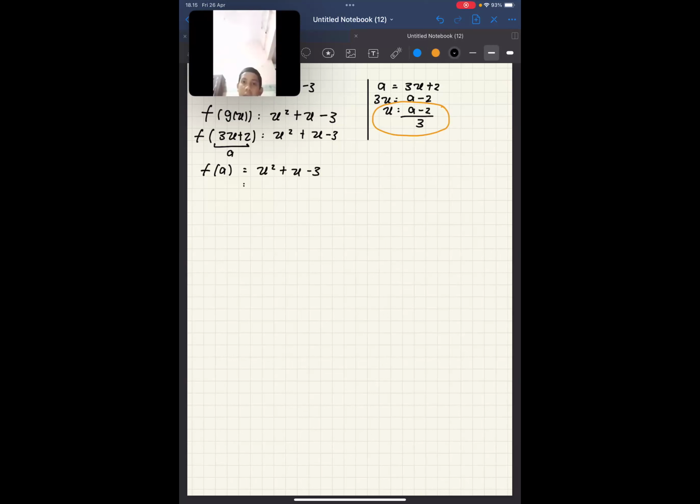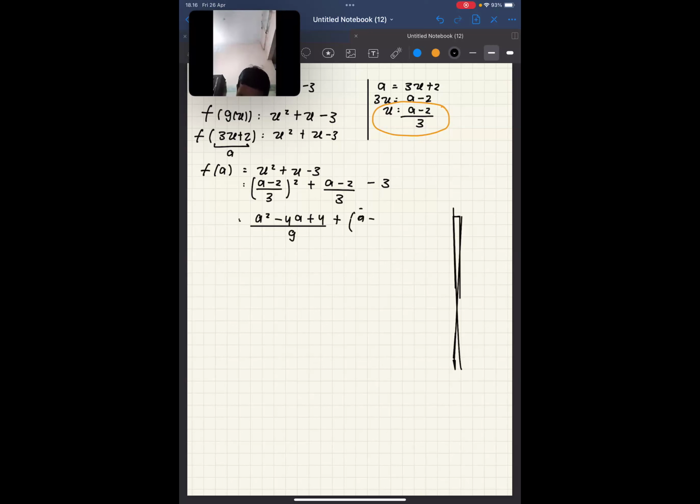So we're going to insert the x, so (a minus 2 over 3) squared, plus (a minus 2) over 3, minus 3. So this one is going to be (a squared minus 4a plus 4) over 9, plus (a minus 2) over 3, minus 3.